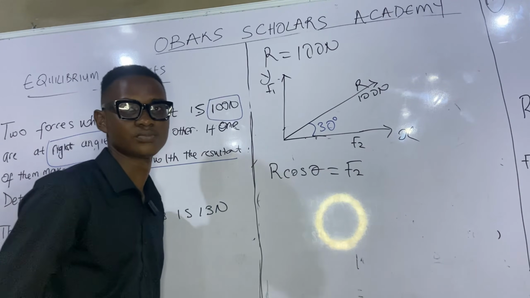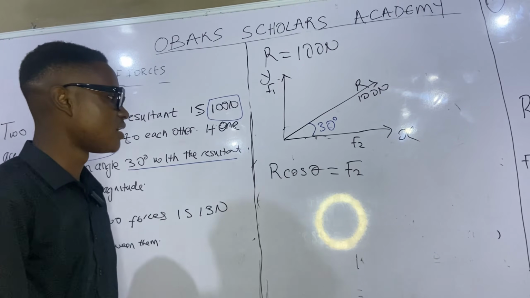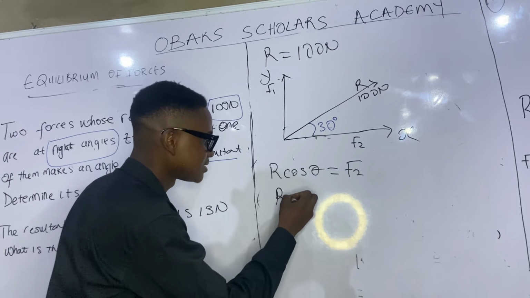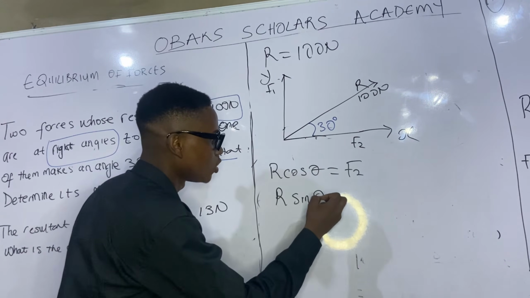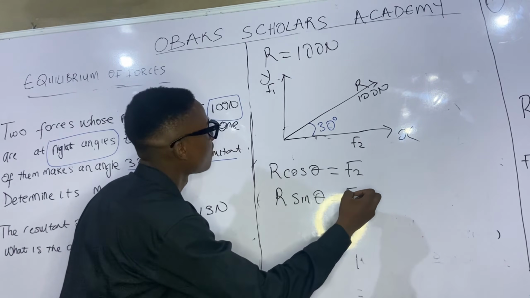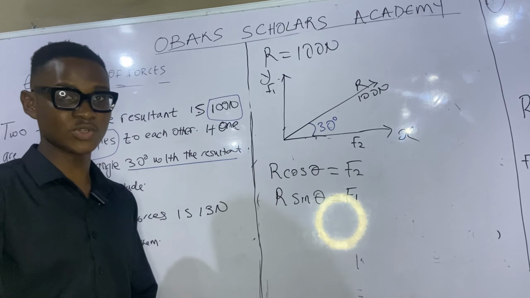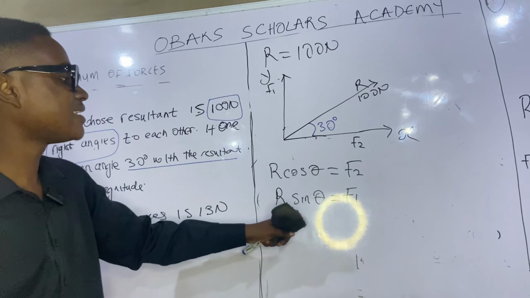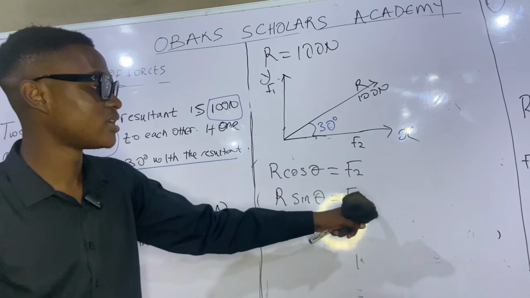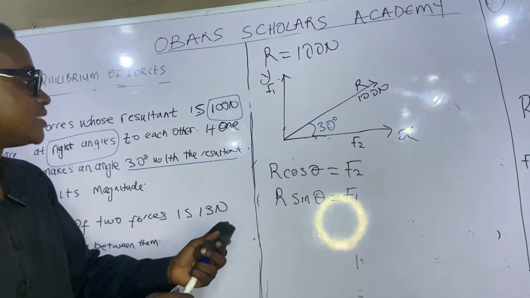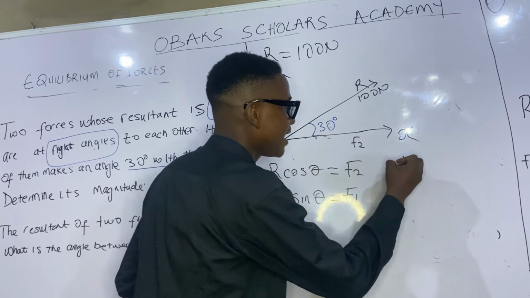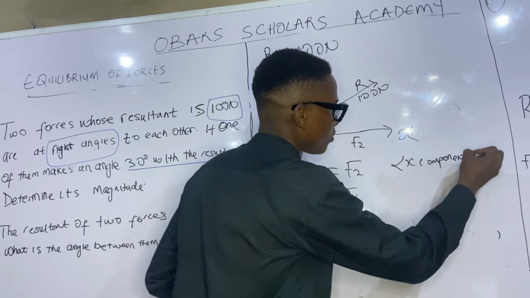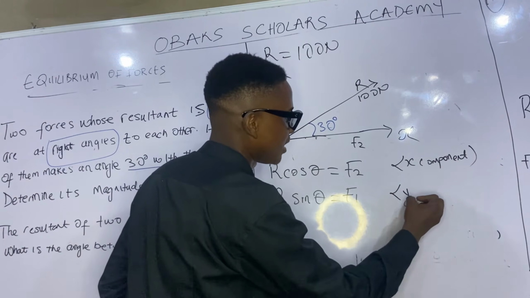F2. R cos theta will give us F2, and R sine theta will give us F1. So the resultant cos theta will give us F2, and the same resultant sine theta will give us F1. This is the x component, and this is the y component.